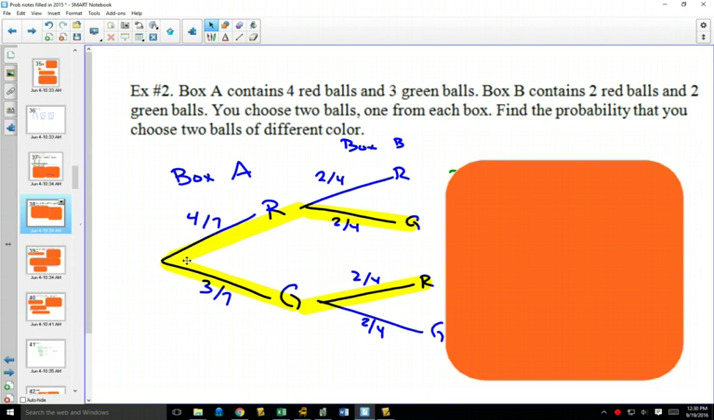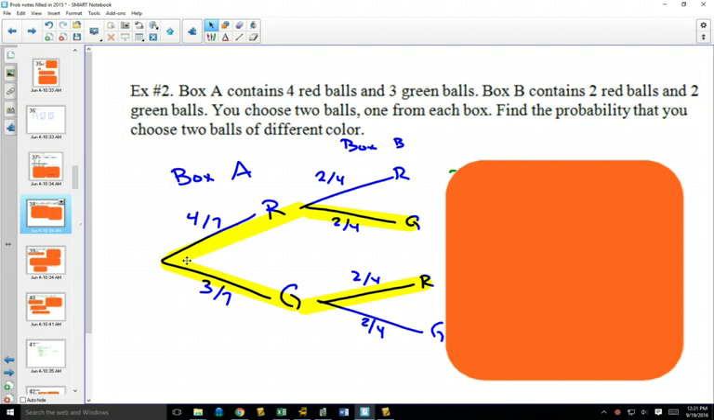So your simple events, and I've labeled them here, box A, box B. The first thing we do is choose a marble, say from box A. And then our second event is choosing a marble from box B. We're not choosing box A or box B because we're doing something from each one.